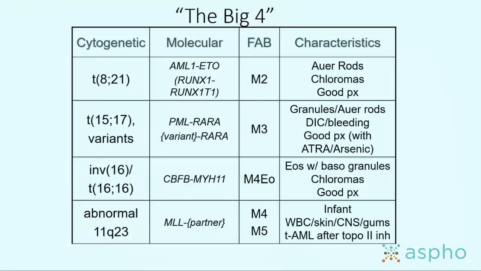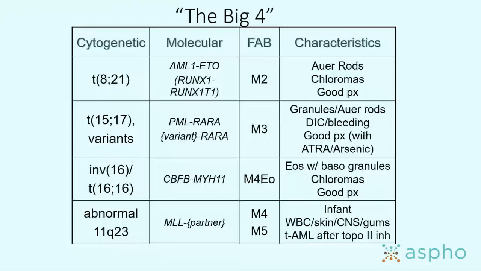The next on the list is the 15;17. So this is the PML-RAR alpha fusion protein. This is pathognomonic, and there's a 1-to-1 correlation between this and the M3 morphology, which is promyelocytic leukemia.